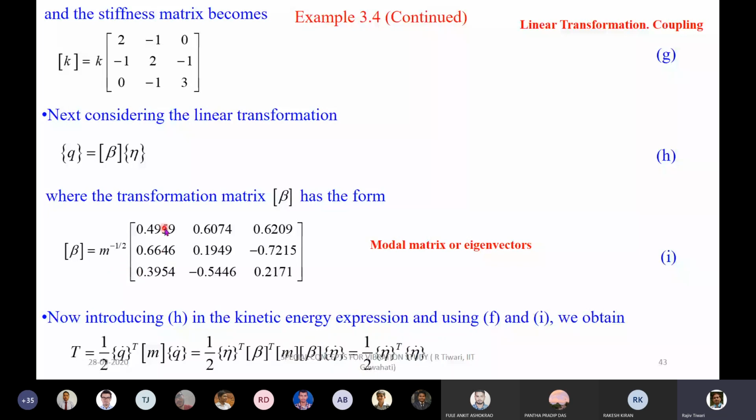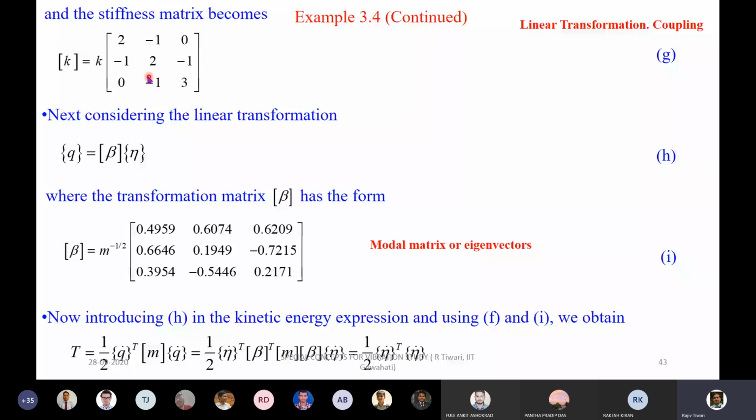At present, don't bother about how it has come, but if you do the transformation using this matrix, you will find that the mass matrix, which anyway is diagonal, and even the stiffness matrix will become diagonal.